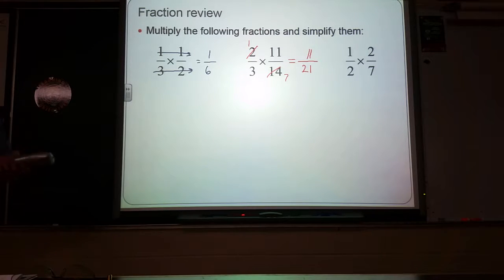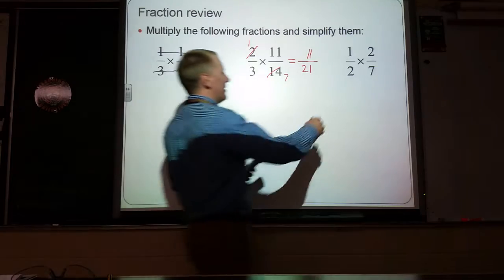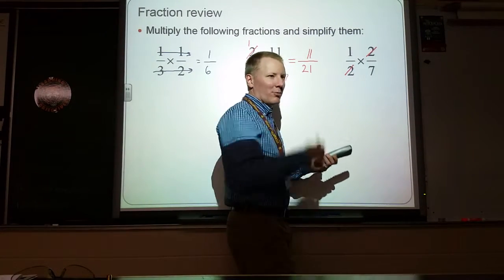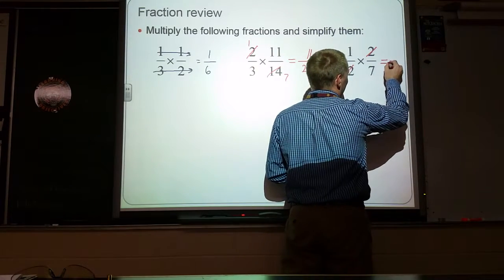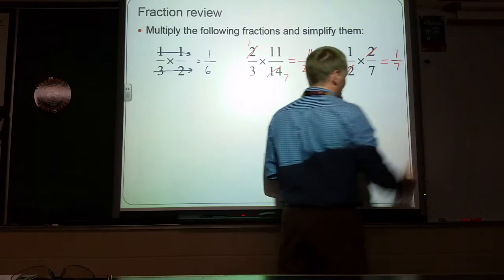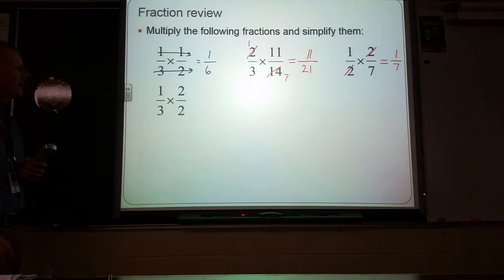What about that one? Yes. Divide out the 2's again, yep. So I'm just going to cross these out, realizing that they're replaced with a 1, so they don't disappear, they don't go to 0, just as a shorthand, and I get 1/7. Okay. What about this?